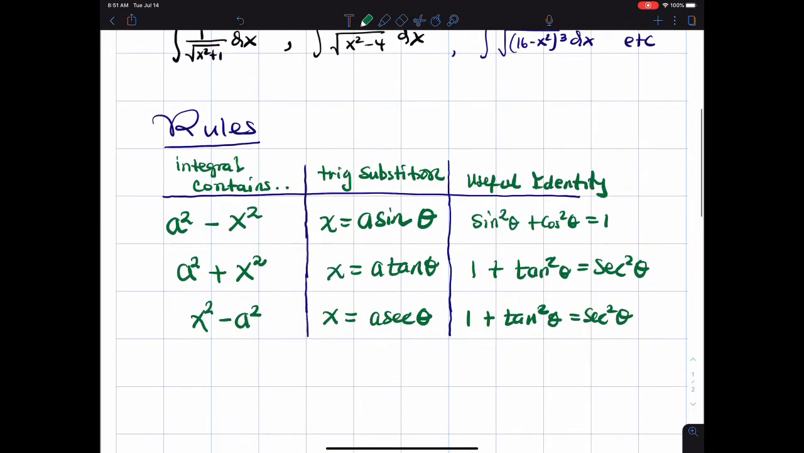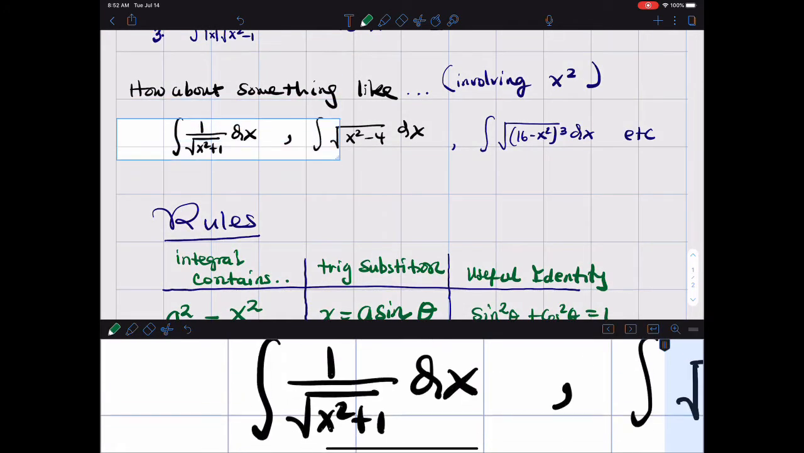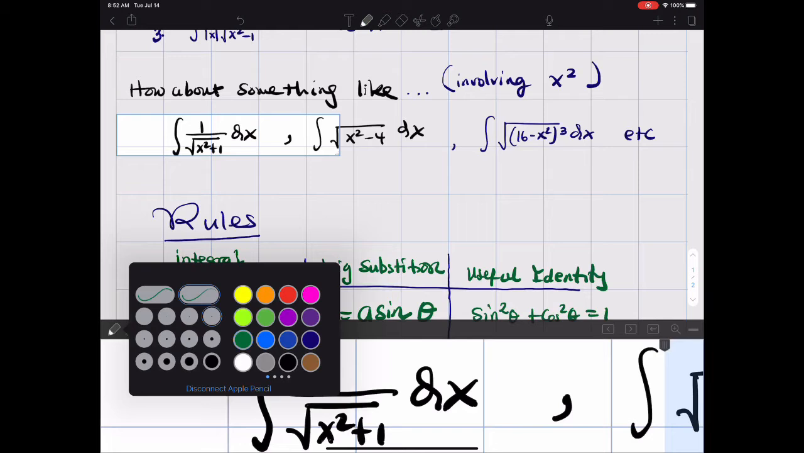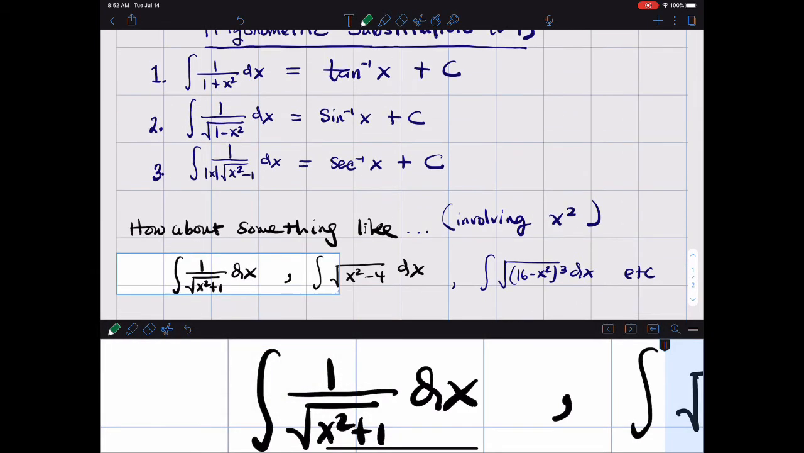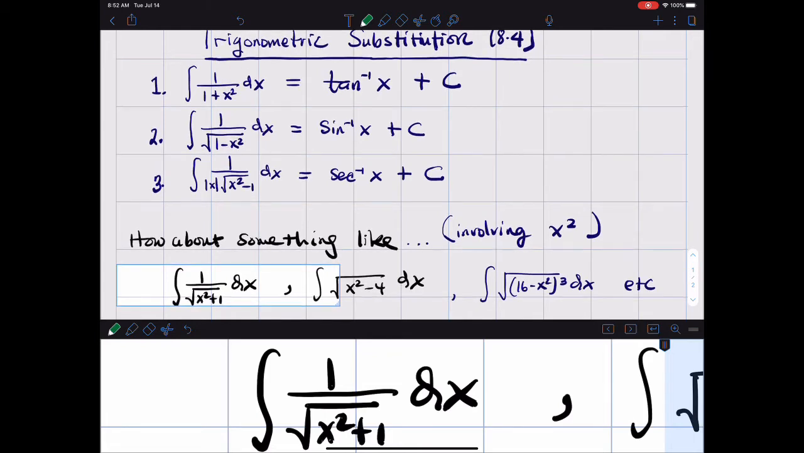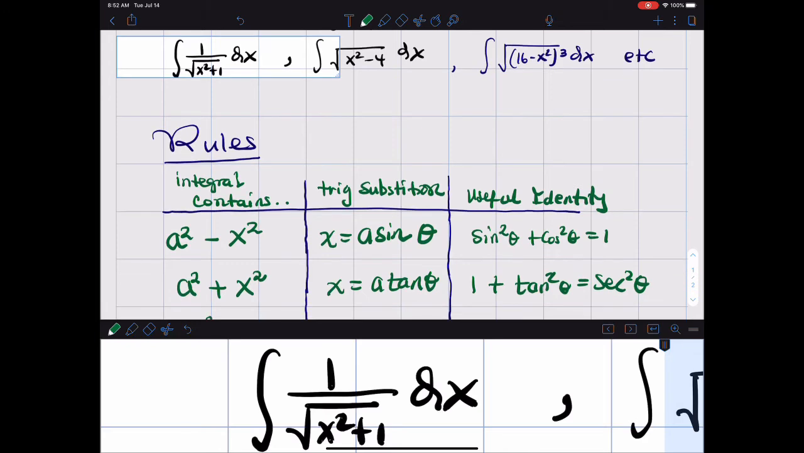Now, let's do one of these examples. How about we start with this integral right here, the integral of 1 over square root of x squared plus 1. If it were just 1 over 1 plus x squared dx, then we know what to do, but now it involves a square root.